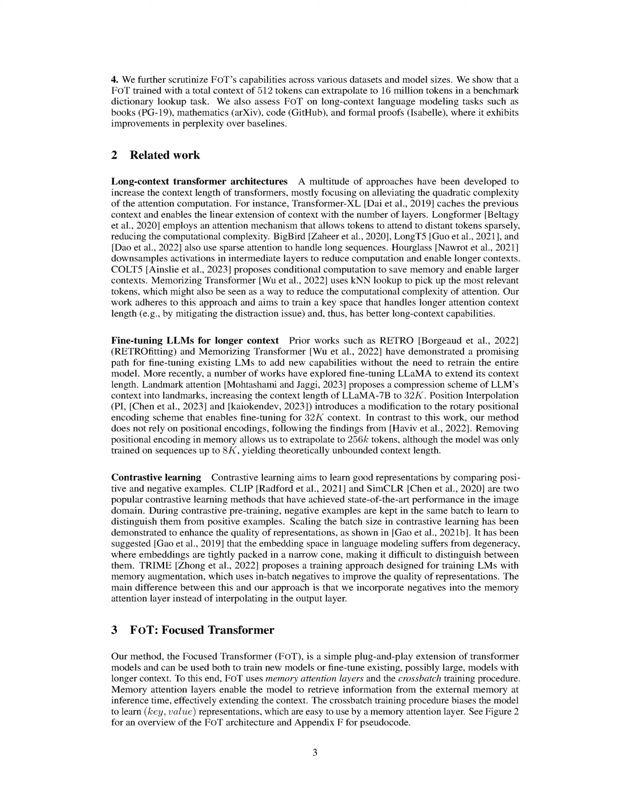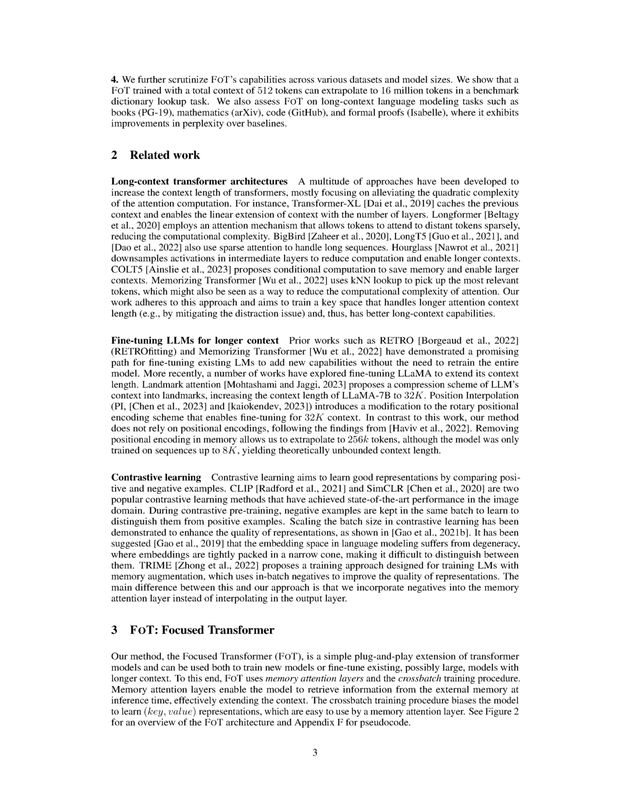Section 2 Related work. We've been studying various methods that have been developed to extend the context length of transformer models, which primarily focus on reducing the complexity of attention computation. For example, the Transformer XL model uses a method that stores previous context, allowing the context to be extended linearly with the number of layers. The Longformer model uses an attention mechanism that allows tokens to attend to distant tokens in a sparse manner, which reduces computational complexity. Other models like Big Bird, Long T5, and Hourglass also use sparse attention to manage long sequences.